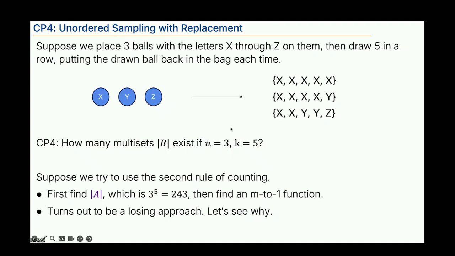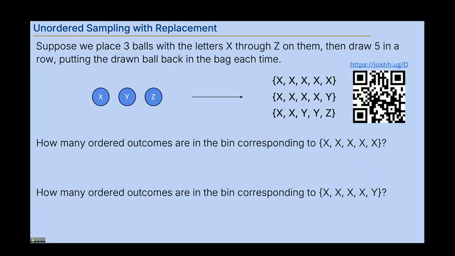And so let's suppose we tried to use the second rule of counting. So remember the second rule of counting, the way we did that is we first found the size counting order, which in this case would be 3 to the 5th or 243, because I have 3 choices and I pick 5 times, so I get 243. And then I try to find an m to 1 function. Turns out that's actually not going to work here, and let's see why.